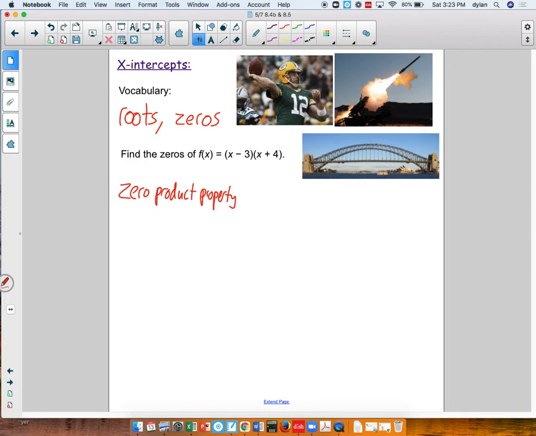All the zero product property says is that if I have two numbers, x and y, and I multiply them together to get 0, that tells you something about x and y. And specifically, it tells you that either x equals 0 or y equals 0, or possibly both. But you know for sure that one or the other equals 0 if the result when you multiply them together equals 0. And we can use that to find the zeros of a function like f of x equals x minus 3 times x plus 4.